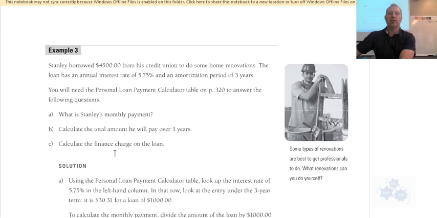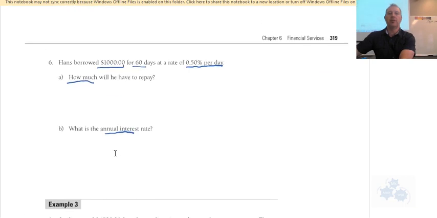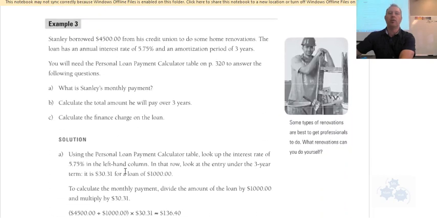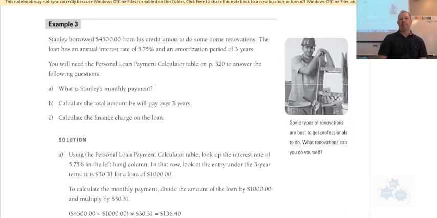All right. Second part of this lesson, though, you're going to have to put number 6 aside as well for now, okay? So I want to show you the last part of today's lesson, example number 3. Example number 3 says this: Stanley borrowed $4,500 from his credit union to do some home renovations.